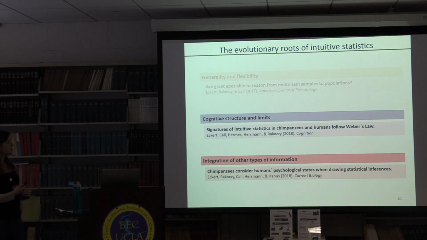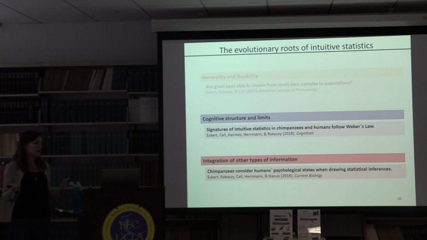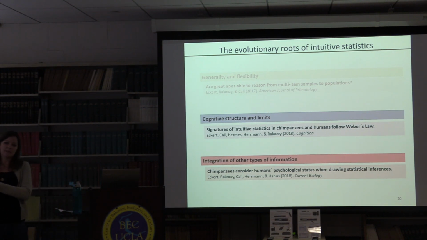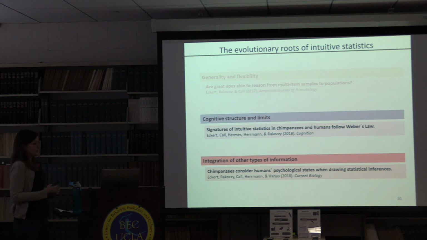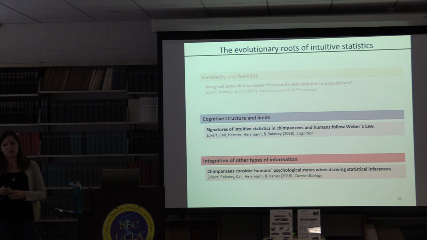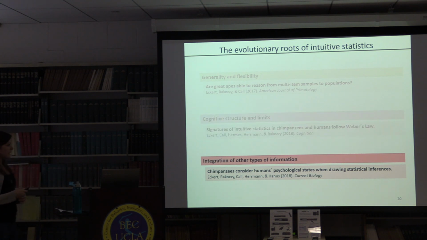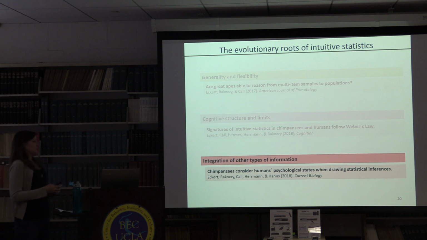So coming back to the 3 goals, so far we've seen that great apes can reason from population to sample, to some extent also vice versa, and the cognitive structure seems to be very similar as for absolute quantity discrimination, both in chimps and in humans. So now we are left with the last goal, in which I investigated the integration with other types of information.